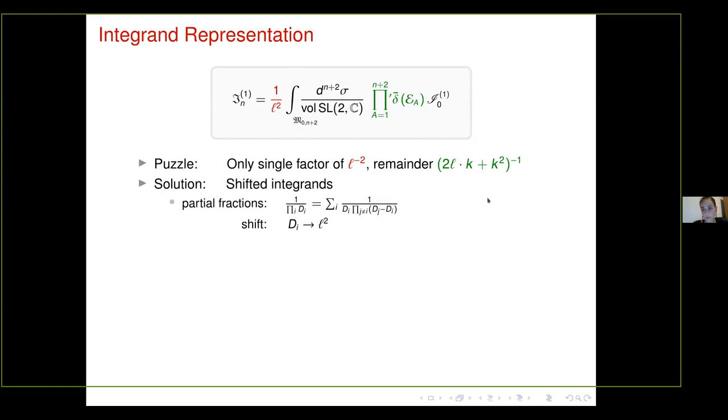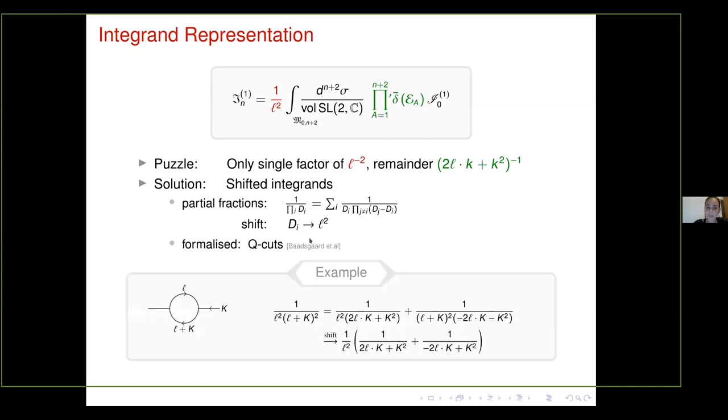Now, the solution to this is actually quite simple. There's a simple partial fraction identity that you can apply to a standard Feynman type integrand and some shift in the loop momentum. And this has been formalized into a whole procedure known as Q-cuts, or we're going to use here only the first part of these Q-cuts. But instead of telling you the whole procedure, let me just give you an example because it's hopefully a bit more intuitive, which is the following.